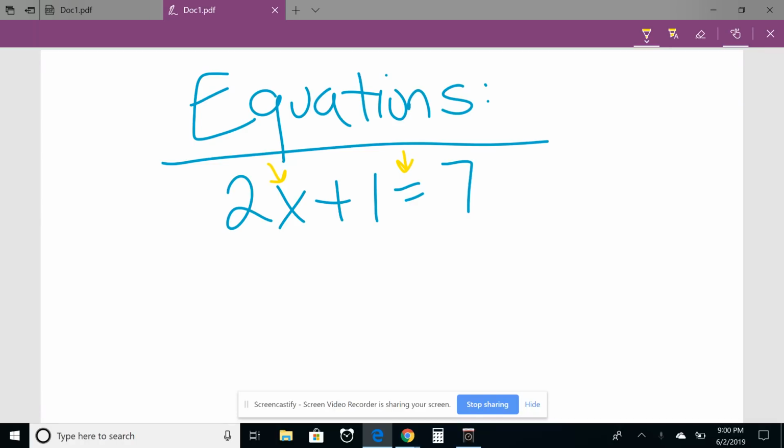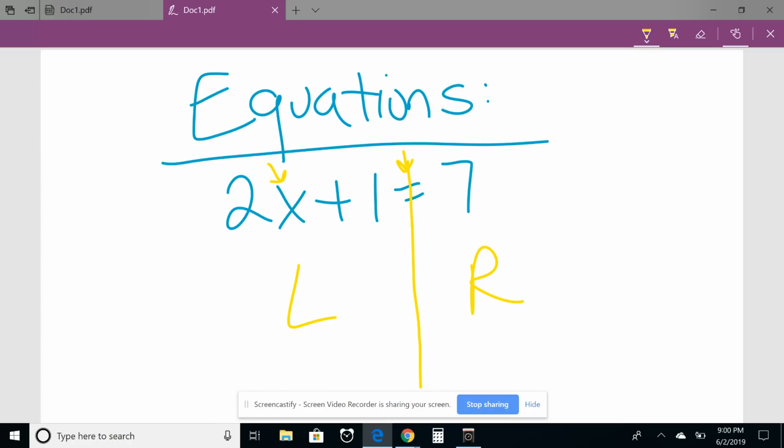So the basics of an equation, first of all, your equal sign shows where your sides of the equation are, where it has to be balanced. So right here determines the left and the right side of your equation. All right, both sides have to be balanced.